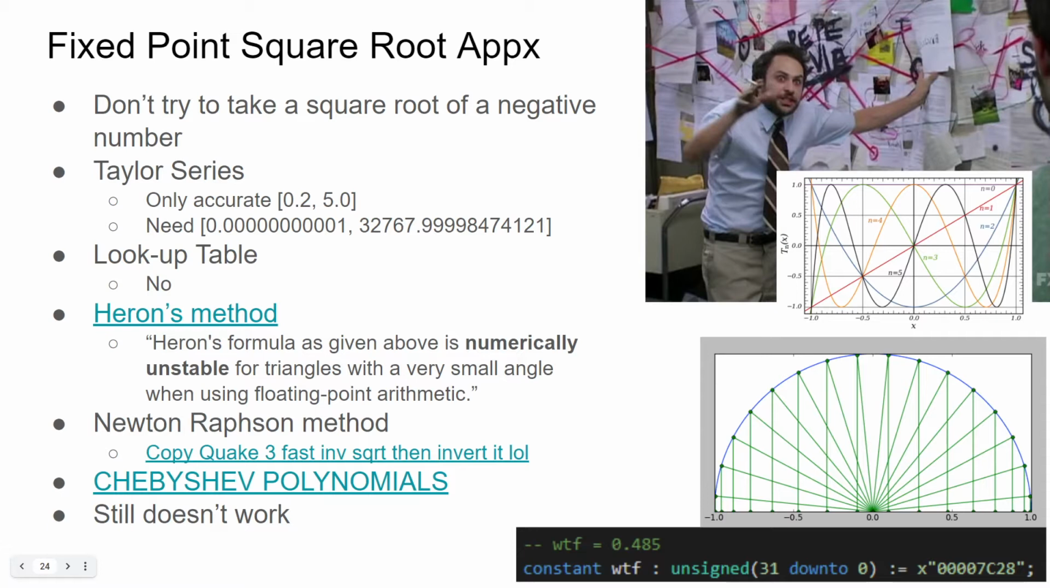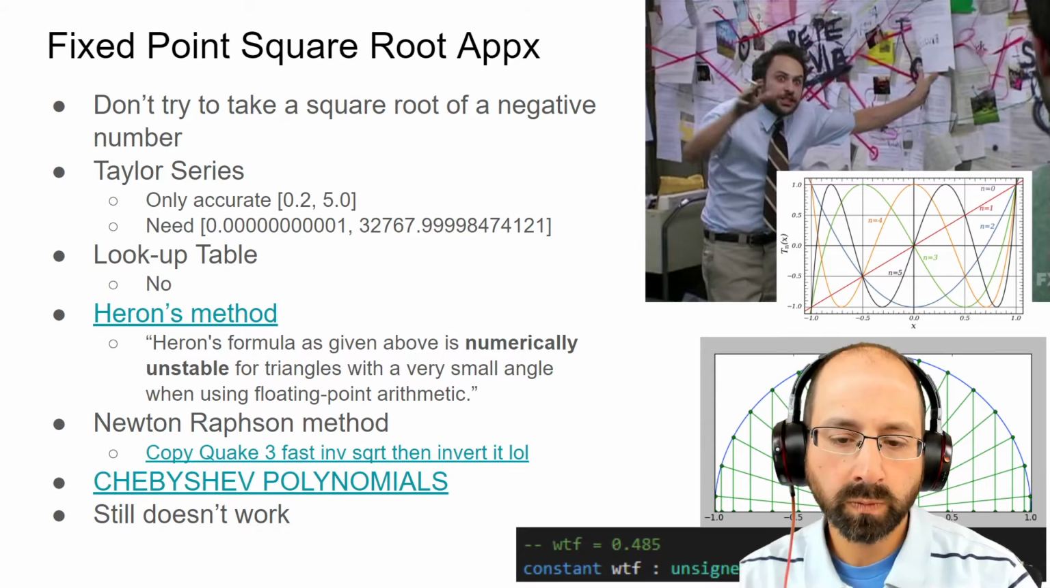I found a really easy method with Heron's method and Chebyshev polynomials. But Heron's method is really inaccurate for floating point arithmetic, and it was pretty bad for our Q16.16 arithmetic.